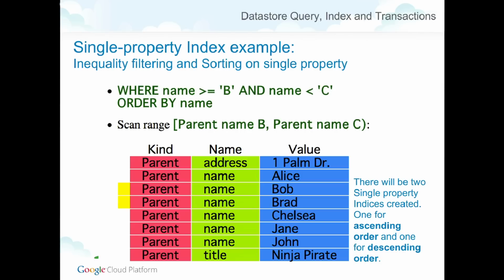And there's something else you should notice: a single property index actually uses two index tables. One is an ascending table, and another is a descending table. So for every single property, two index tables are automatically created.